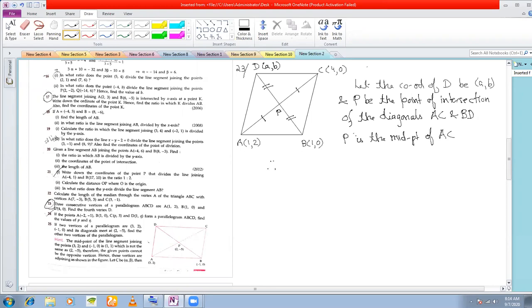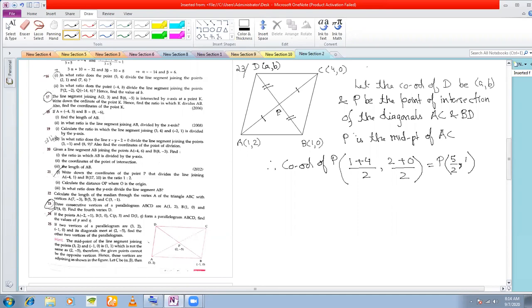Therefore, what should be the coordinates of P? Coordinates of P, x1 plus x2 divided by 2. So x1, let us consider A (1, 2) as x1, y1 and C (4, 0) as x2, y2. So x1 plus x2 divided by 2, y1, which is 2, plus y2 divided by 2. P is (5/2, 1). I've got the point of intersection of the diagonals, the coordinates of P.